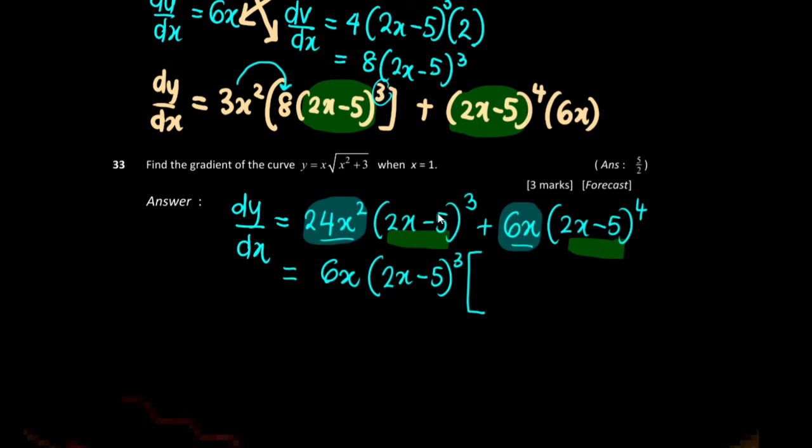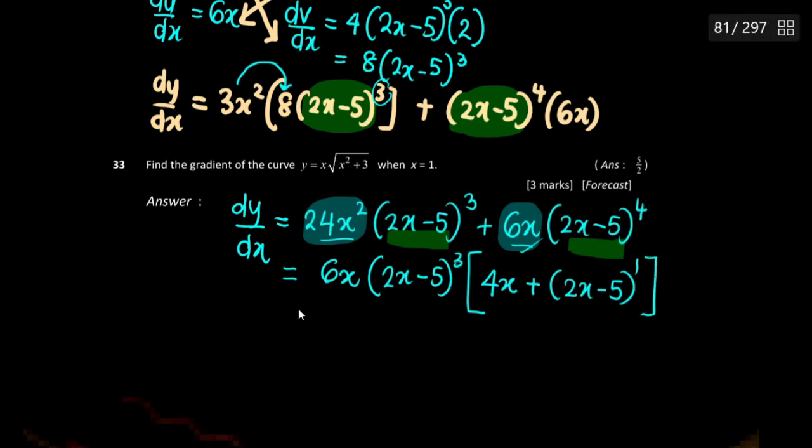What is the left balance here? How to make it 24? 6 times what is 24? 6 times 4. Then x has another x, so put another x. Then 2x minus 5, no need to write back, because it's already outside. Plus. Here we have 6x already outside, no need to write. You are left with 2x minus 5 power 1, because 3 plus 1, you get 4.